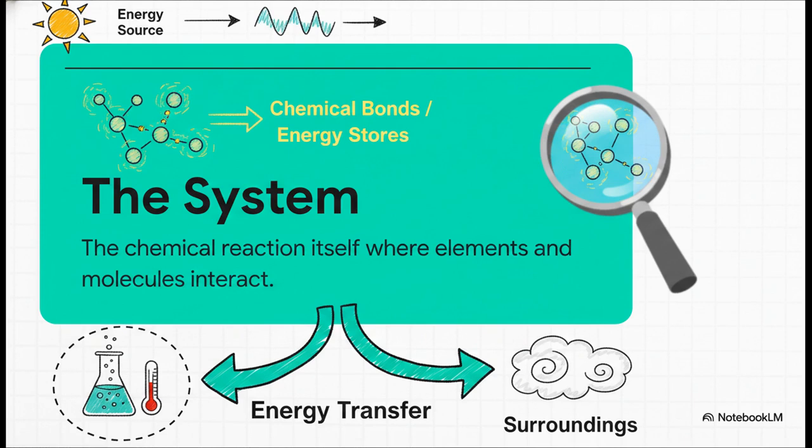To track this, we divide the entire universe into two distinct zones. First, we have the system. You can think of this as the VIP section. It's the actual chemical reaction itself, where the bonds act as tiny stores of chemical energy. Second, we have the surroundings. And this is literally everything else in the universe. The beaker, the air in the room, the thermometer you're holding. Actually, fun fact, technically, even a star exploding in the Andromeda galaxy is considered part of the surroundings.